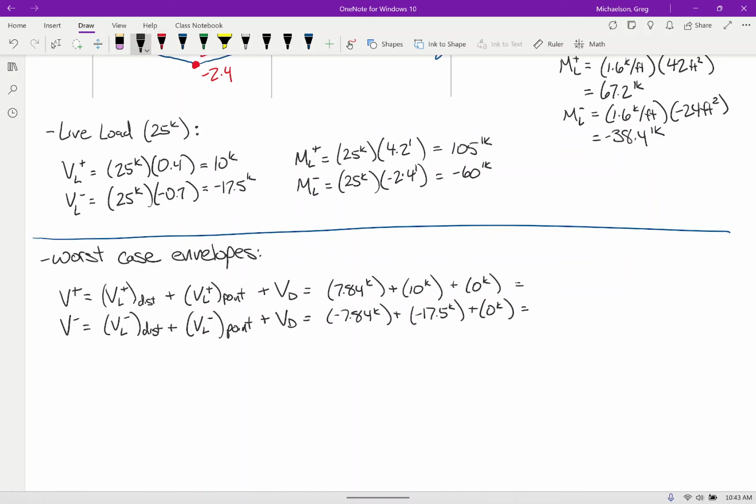So this is going to be, what is that, 17.84 kips? And then minus what? Make sense? So my shear range on this beam is going to be this.